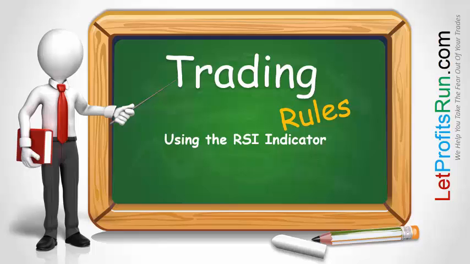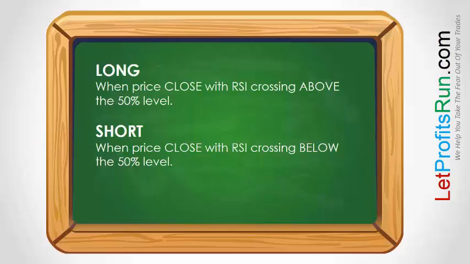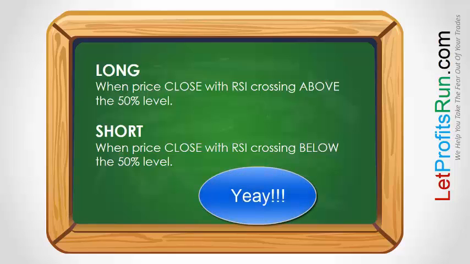Alright, let's talk about the rules. As soon as you see the candle close with RSI crossing above the 50% level, that's your cue to go into long. Similarly, get into short when you see the candle close with RSI crossing below the 50% mark. That's it. It just cannot get any easier than that.